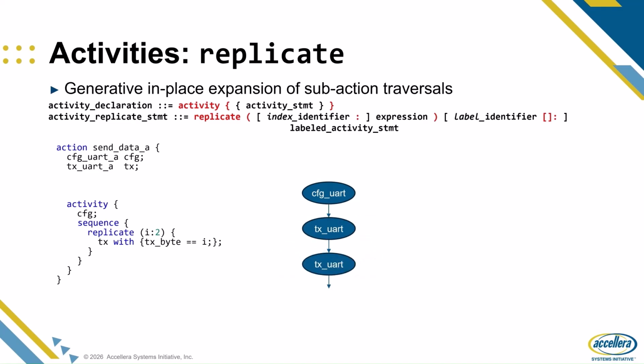And if we change the parallel block to a sequence, the replicate statement generates a sequence of operations instead of parallel ones. The key here is that replicate creates independent action instances at elaboration time, which lets the solver reason about each one separately.